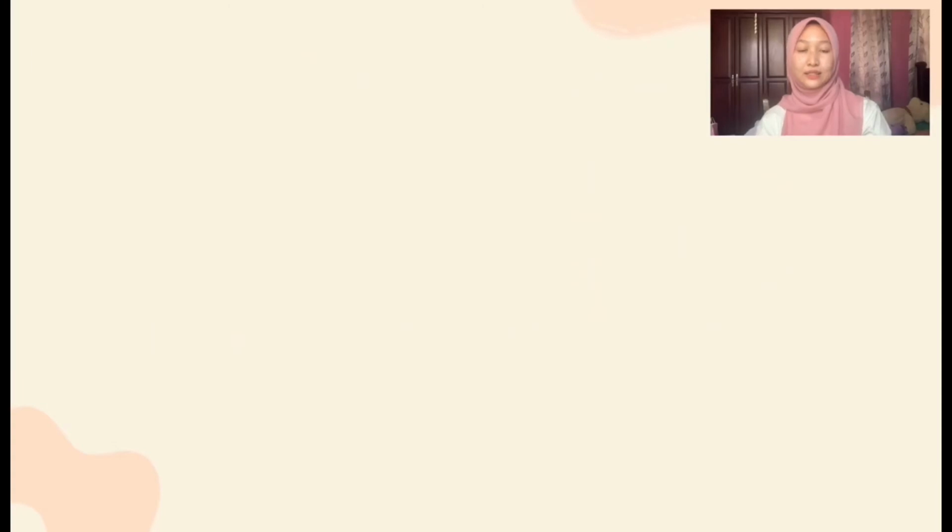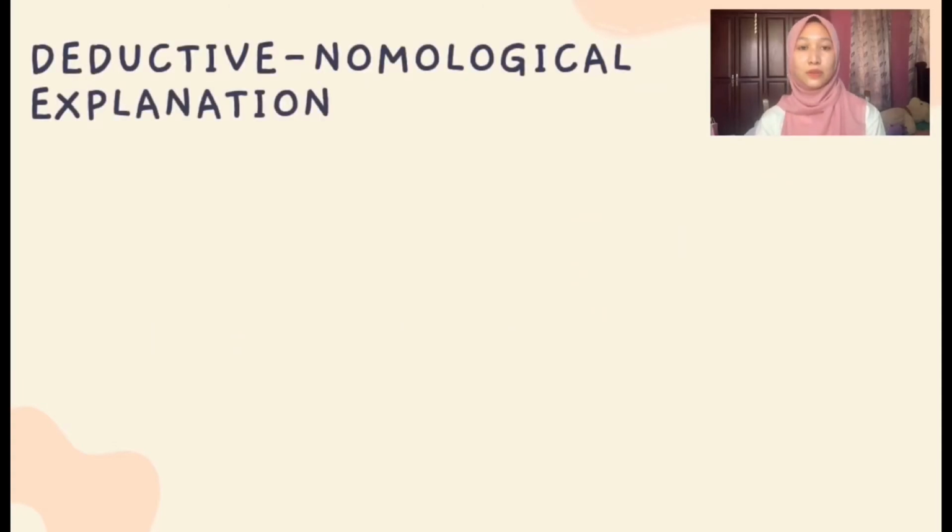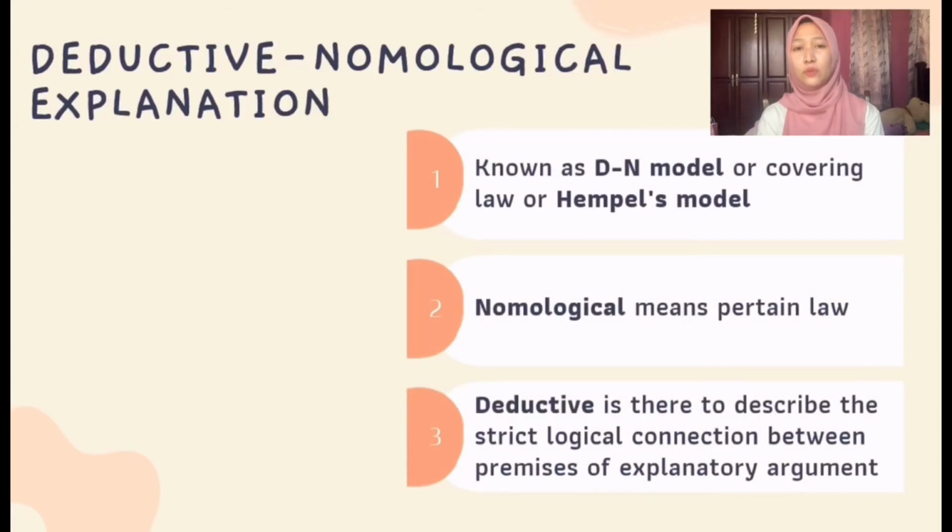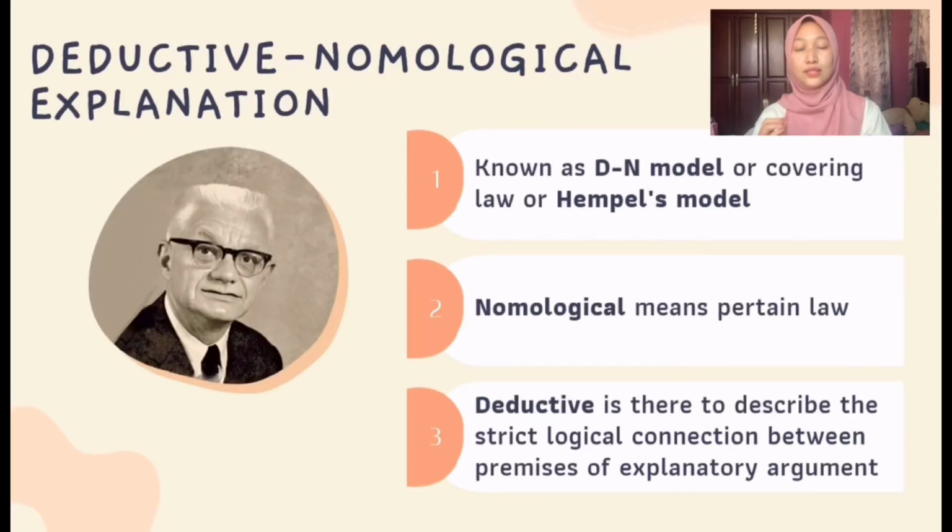The first one is deductive nomological explanation. So, deductive nomological explanation is known as DN model or covering model or Hempel's model. The name DN model stands for D for deductive and N for nomological. While the name Hempel's model is the name of the German philosopher who established this theory of deductive nomological explanation. His name is Carl Gustav Hempel.